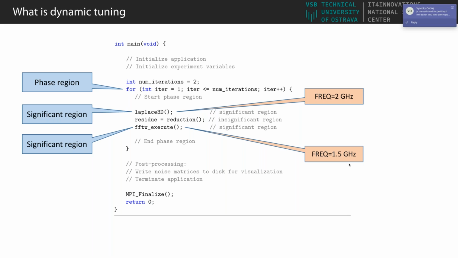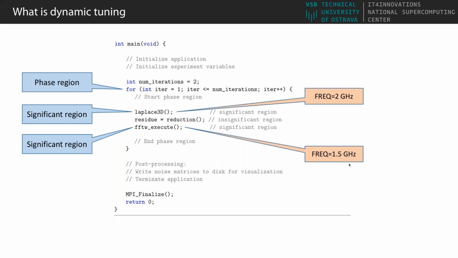As you go from one significant region to another, you tune the hardware for that particular region. So you have to know the optimal settings for that region, and you have to have a runtime system that applies those settings as your application switches from region to region. In this simple case, we have a loop that has two functions, Laplace 3D and FFTW execute. Let's say we just tune the core frequency, the frequency of the CPU. In this case, for the Laplace, the optimal frequency would be 2 GHz, and for the FFTW execute the optimal frequency would be 1.2 GHz.